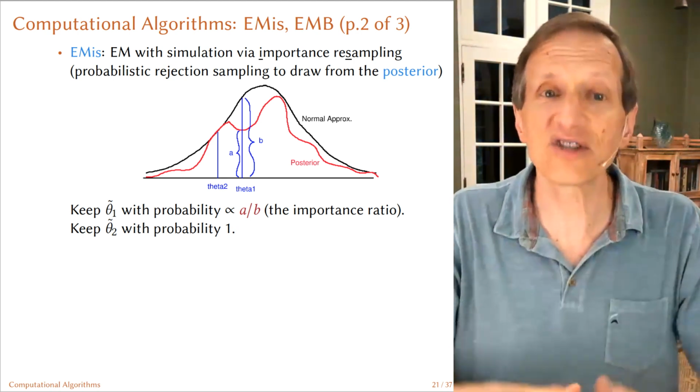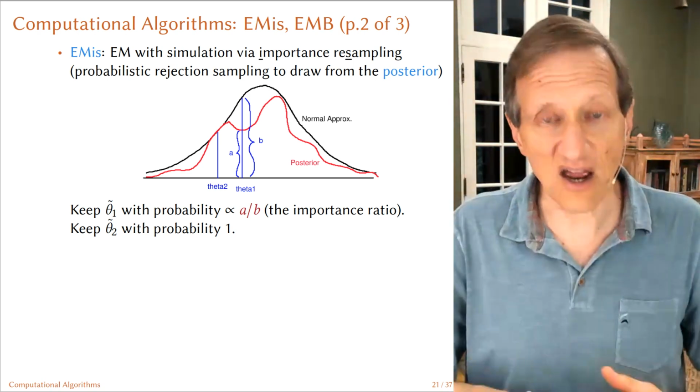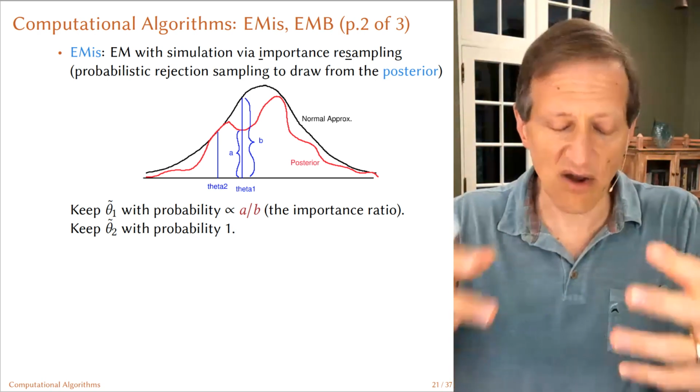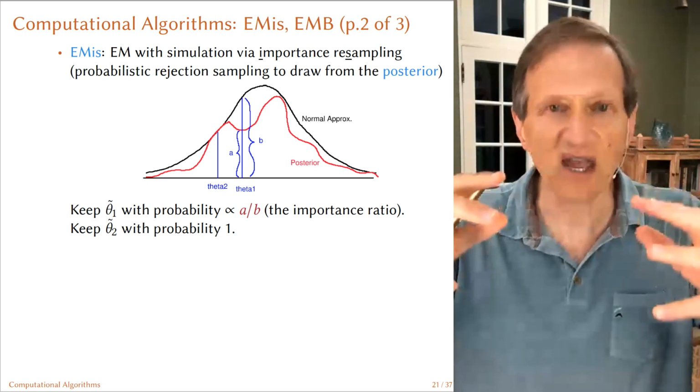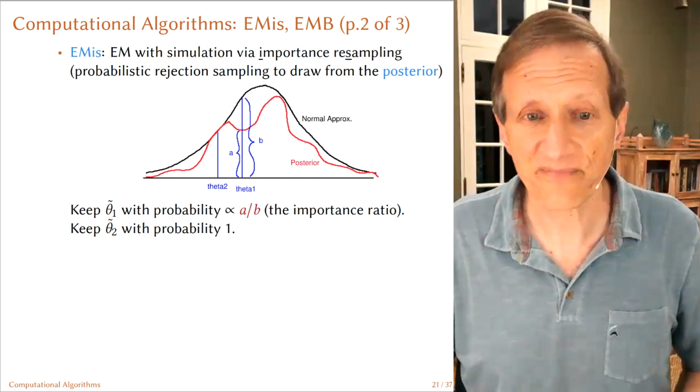So probabilistic rejection sampling is a great way to approximate a complicated distribution that we don't know how to sample from. Okay.